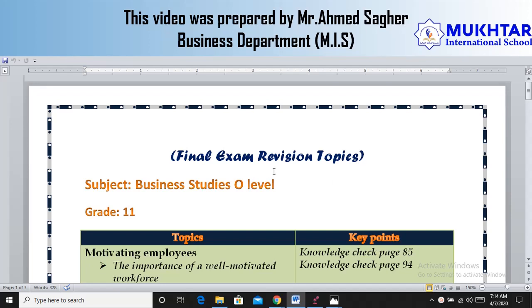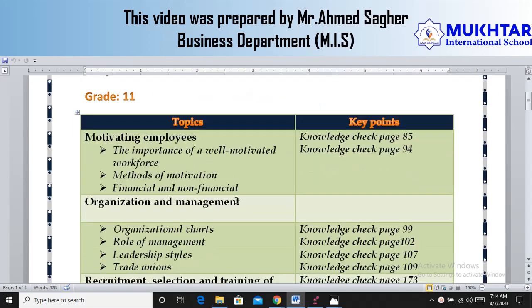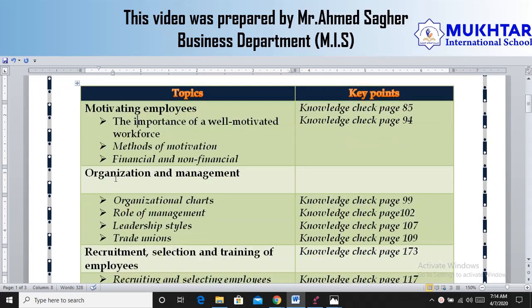Guys, that was everything for chapter 2. Revision for the first topic in chapter 2, motivating employees, covering the knowledge check on page 85 with the points of the importance of a well-motivated workforce, okay? So wait for my next video, which will be about the measures of motivation, financial and non-financial, covering the knowledge check on page 94, and also heading to the next video with organization and management.